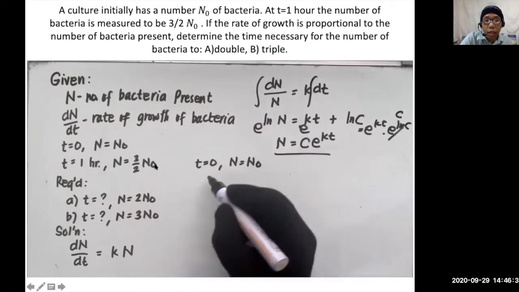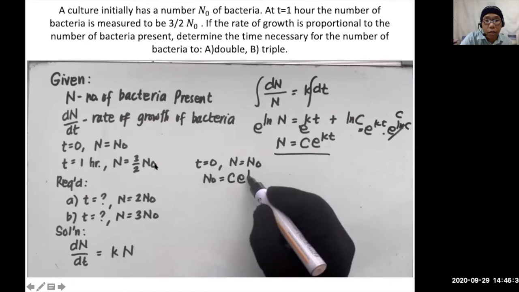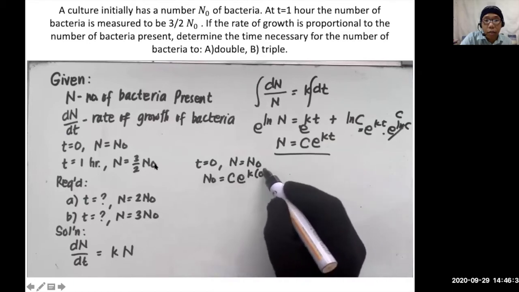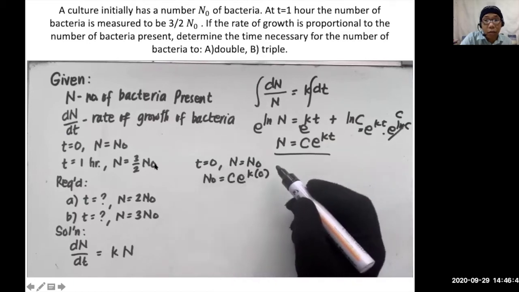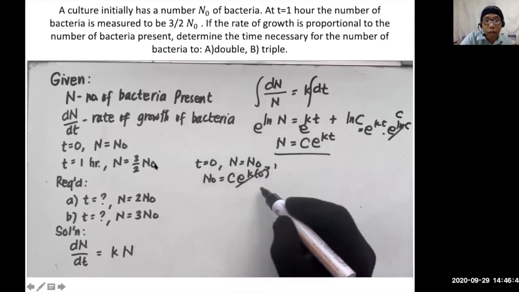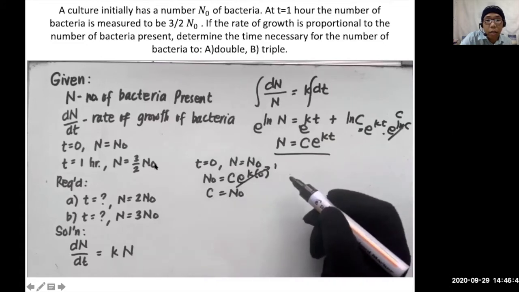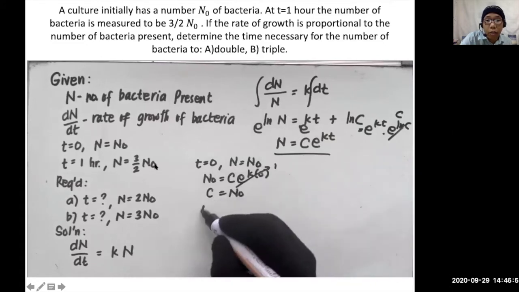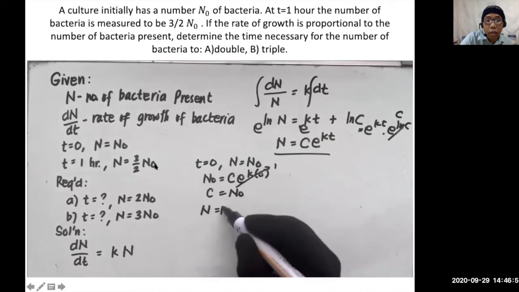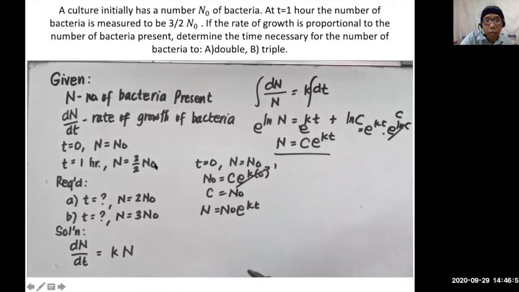Now we plug it in here in this solution. So we have n sub 0 equals c times e raised to k times 0. Now you know that k times 0 is 0 and e raised to 0 is equal to 1. That's why the value of the arbitrary constant is equal to n sub 0. Now you plug it in this solution. Now we have n equals n sub 0 e raised to k times t.